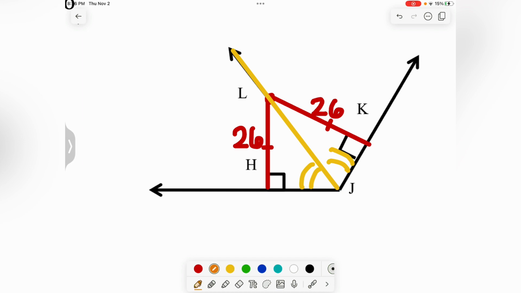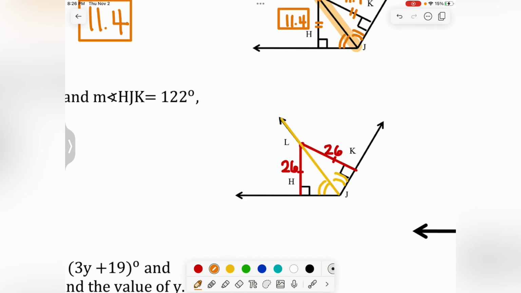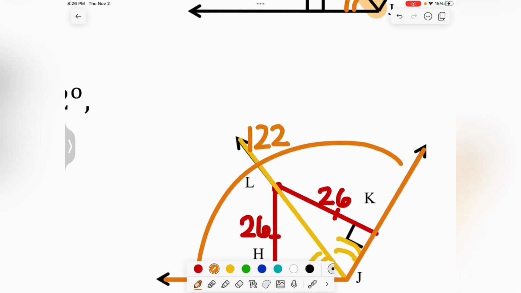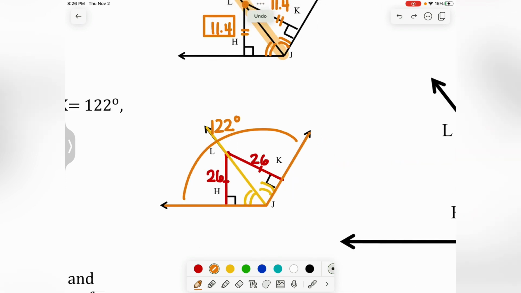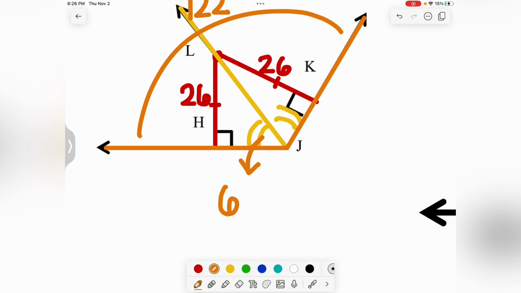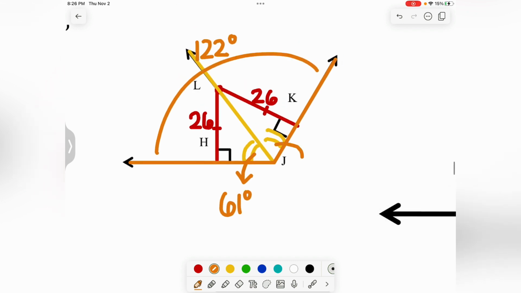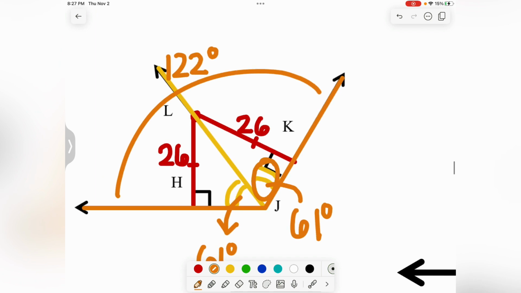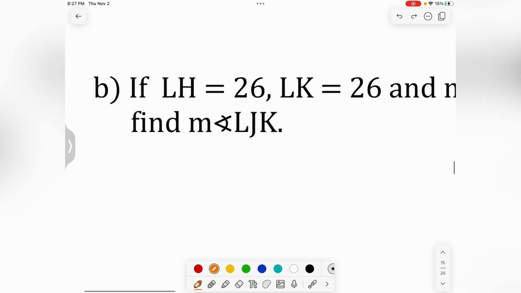So now I'm going to mark, since those are equidistant, that I can conclude that these are angle bisectors. And let's see, it tells me that HJK, this entire thing, is 122 degrees. This whole thing. So if that's 122 degrees, all we want to do is divide it in 2 to get the angle bisector. So each of these little angles are 61 degrees. What does it ask for? LJK, which is this angle, and that's 61 degrees.